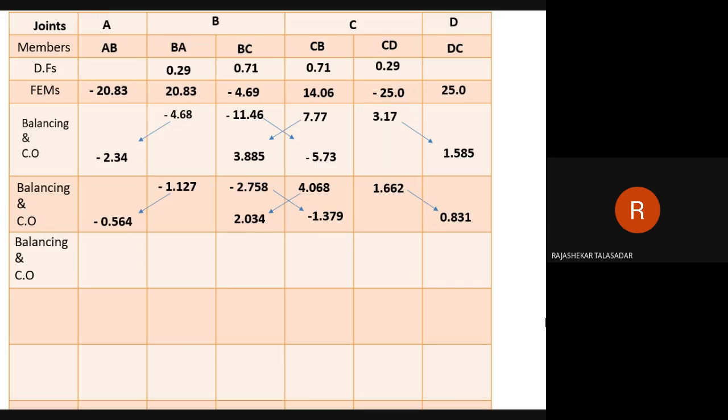It is iterative. These are iterations, meaning you need to do some more cycles till you get a smaller value. I'll give you 1 minute. Quickly do that. Minus 0.589. I will give everybody 1 minute. Let them do it. I will ask at that time. You can tell. Keep ready the balancing as well as carryover moments.